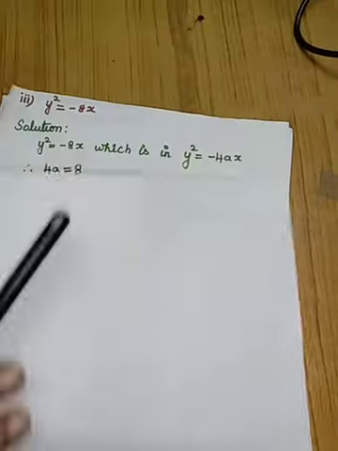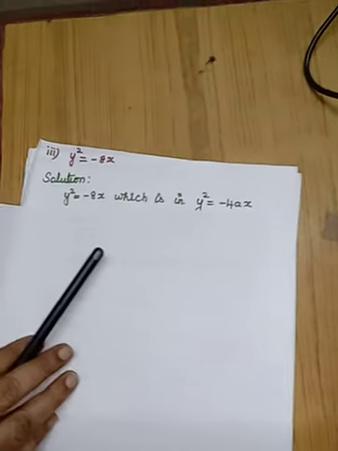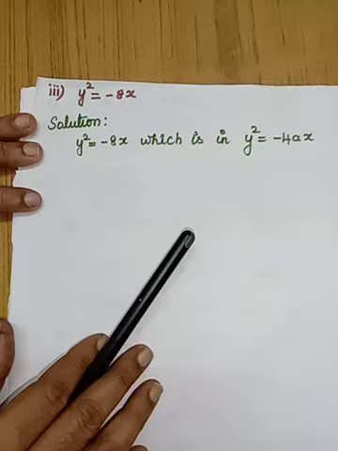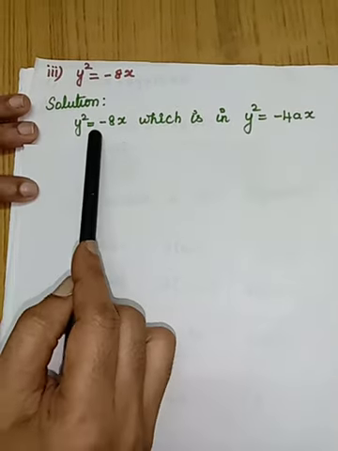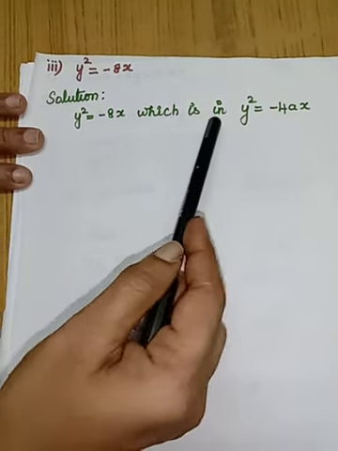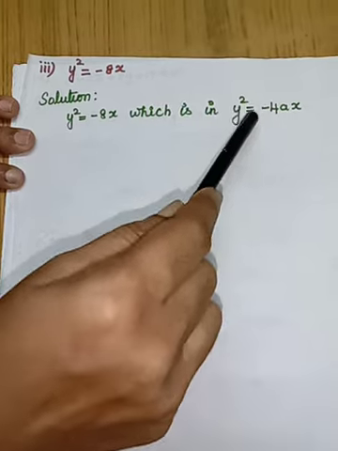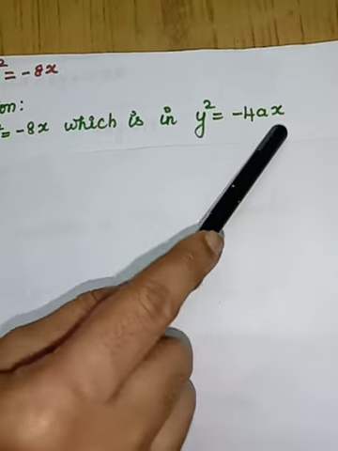Okay, we'll come to the third subdivision. It is given as y squared is equal to minus 8x. So while you are comparing this, it is in the form of y squared is equal to minus 4ax.